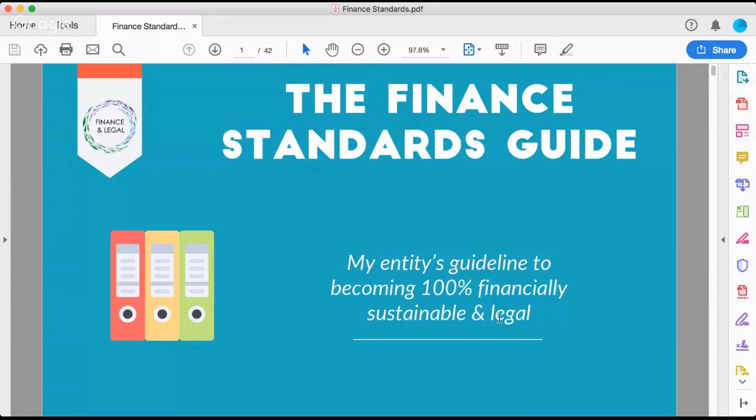Today I will be walking you through the finance standards, so you're aware of which topics are covered within the finance standards framework. And we will, of course, also look at which changes have been made. Afterwards, we'll look at what you as an LC can do for this finance standards implementation.